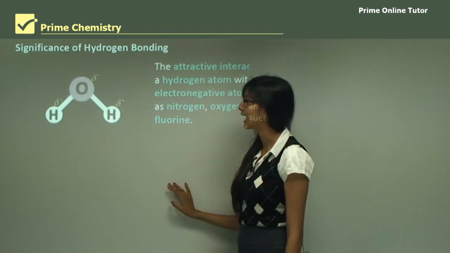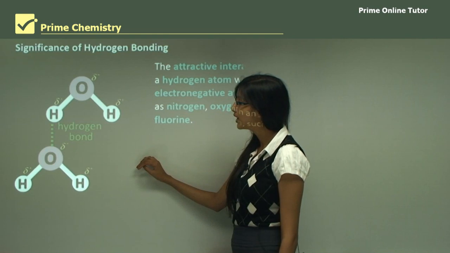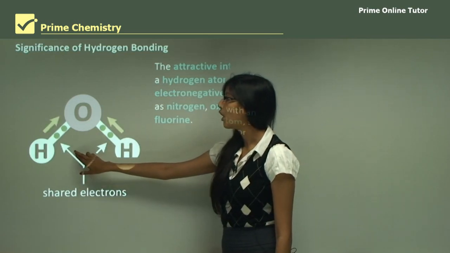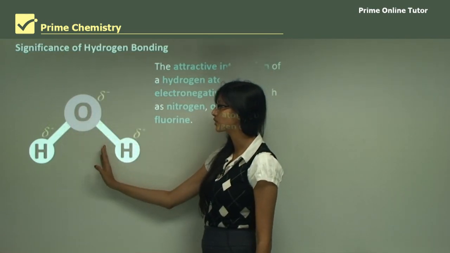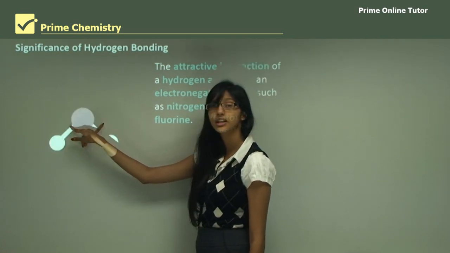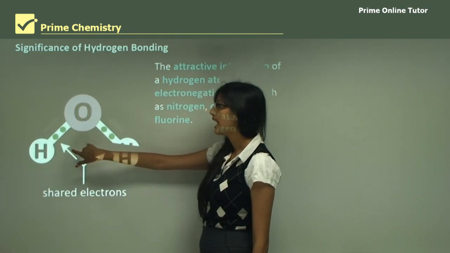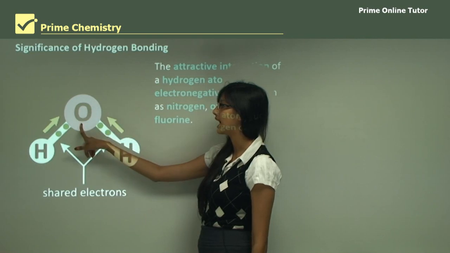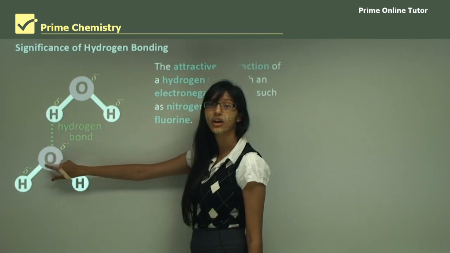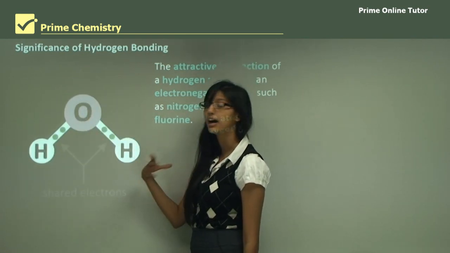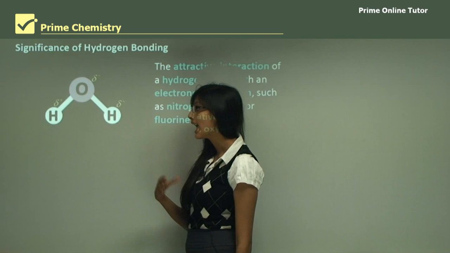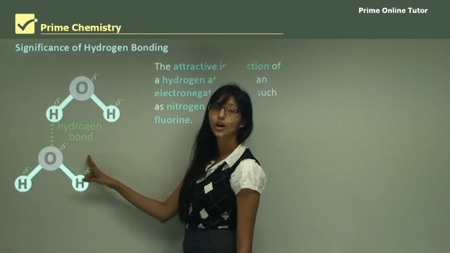Let's look at what that means. Let's look at a water molecule. A water molecule has an oxygen atom and two hydrogen atoms. Oxygen is very highly electronegative, so the electrons go towards the oxygen atom, which gives oxygen a delta negative charge and gives the hydrogen a partial delta positive charge. Because oxygen has a delta negative charge and hydrogens have a delta positive charge, it is possible for the hydrogen to get attracted to the delta negative oxygen of another water molecule. That attractive force between the delta positive hydrogen and the delta negative oxygen is called the hydrogen bond.